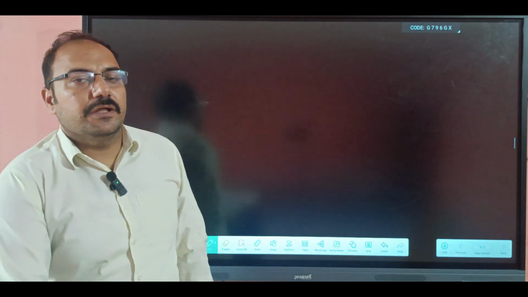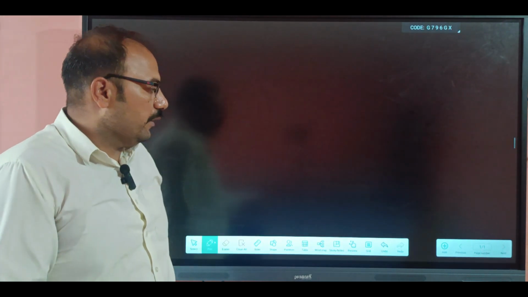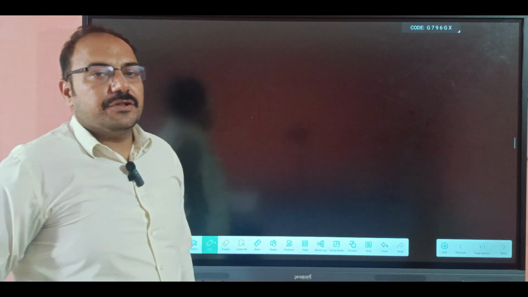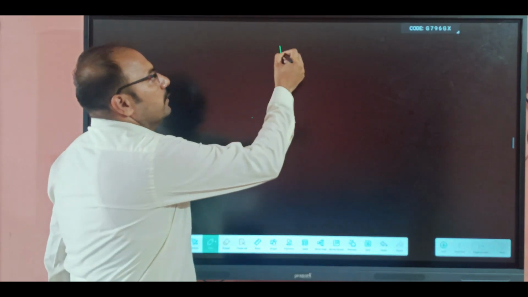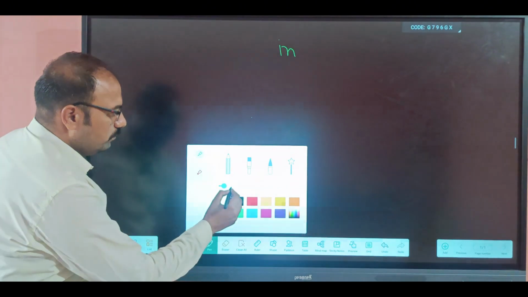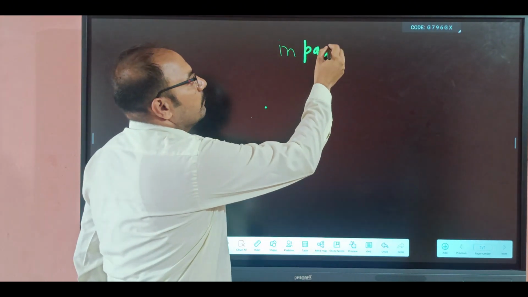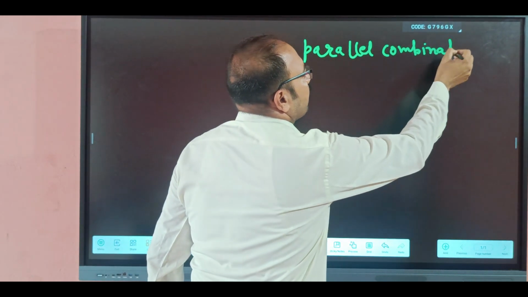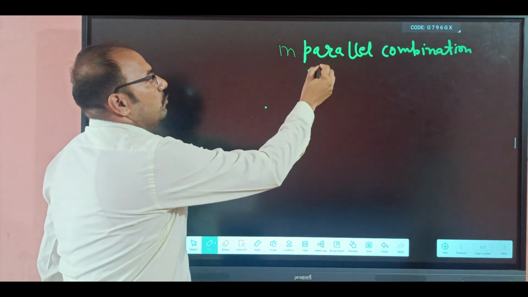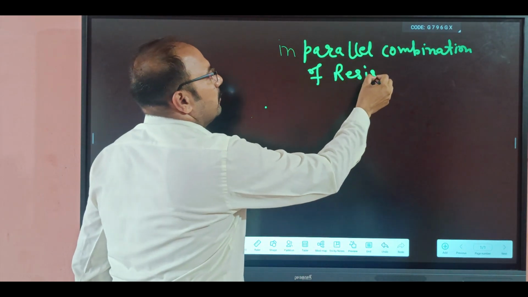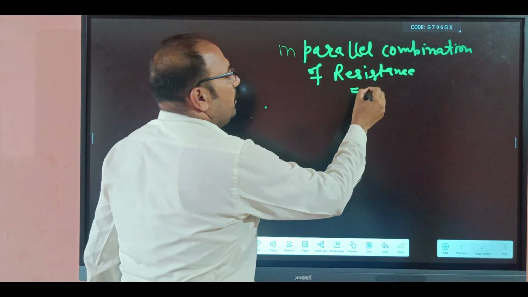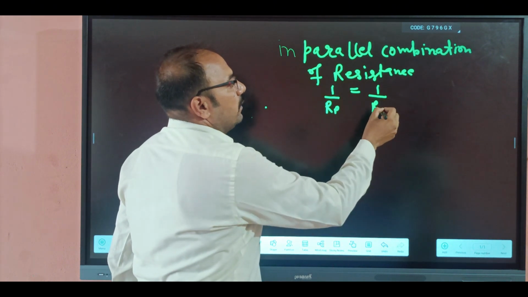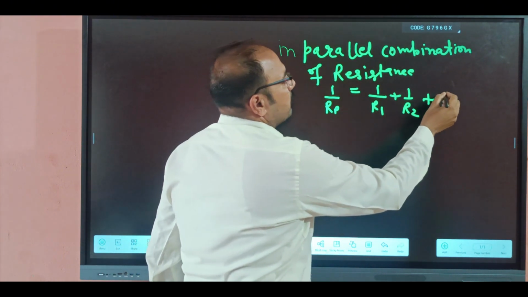Yesterday in the lecture we studied the parallel combination of resistances. In the parallel combination, we derived the formula: 1 by Rp is equal to 1 by R1 plus 1 by R2 plus 1 by R3.